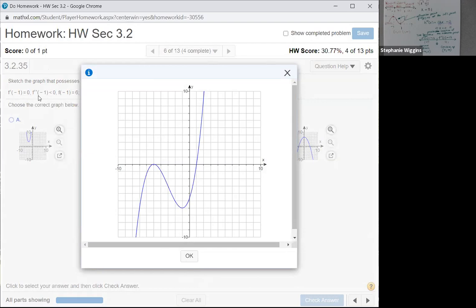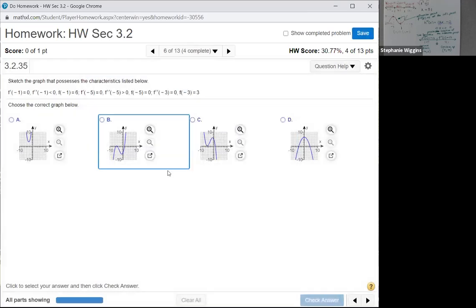The next one was a 0. Well, the second derivative at -1 is less than 0. That means it's concave down at -1. What does this graph look like? Concave up at -1. So I have to eliminate this graph. So now we go on to the next graph.